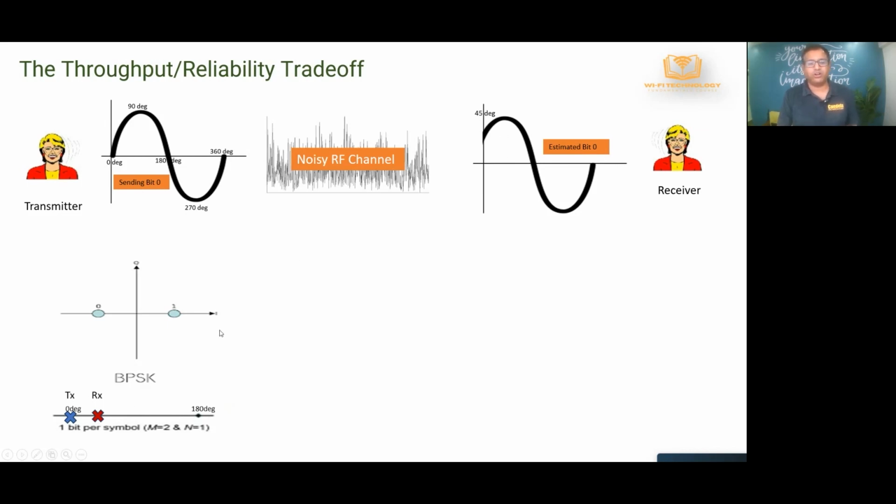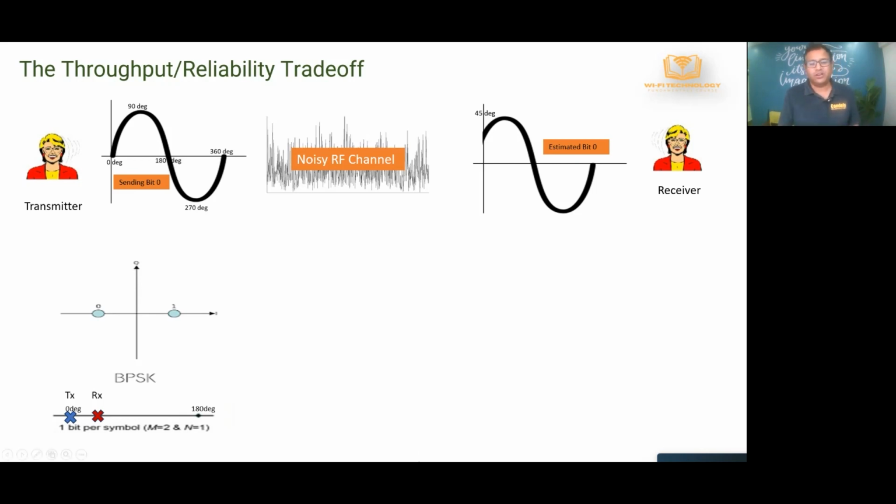So what you can see clearly here is, because of BPSK, even though you're sending less information, in a noisy environment you can recover the transmitted information with a higher probability, even though the received signal is distorted. So that is where the reliability factor comes in.